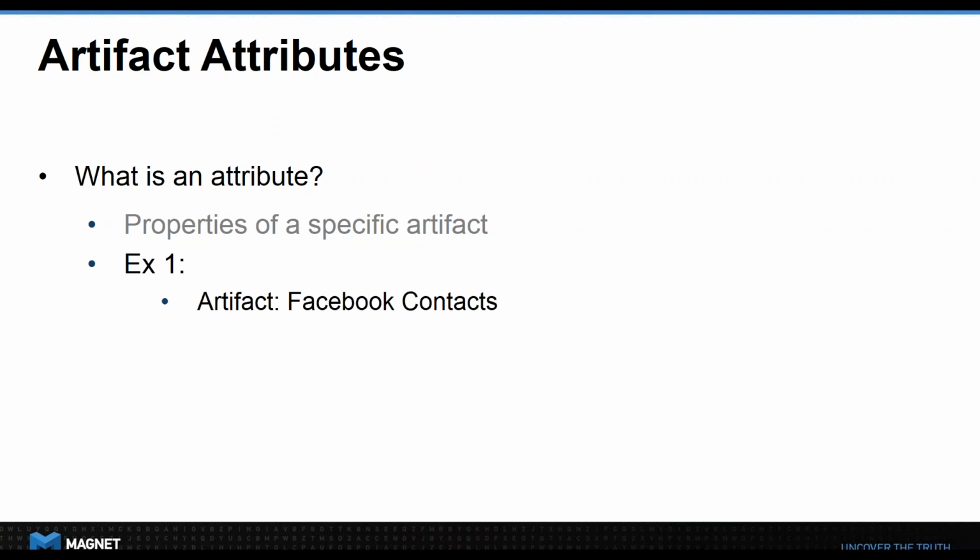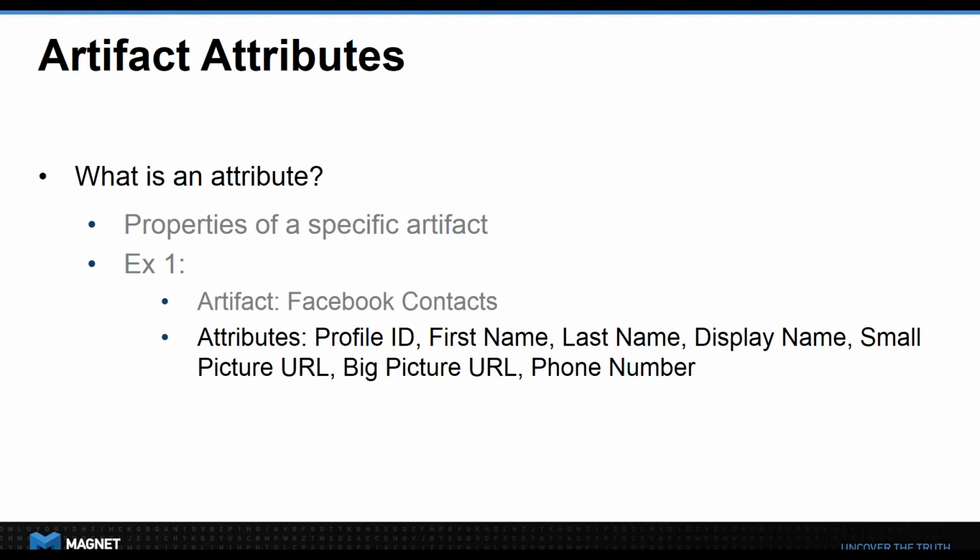For example, let's say we're looking at Facebook contacts. The attributes that we might parse from a Facebook contact could include a profile ID, a first name, last name, a display name, a small picture URL, a big picture URL, and a phone number. And what's interesting to do here and important to look at is that there's actually relationships, not just externally, between the fact that that same last name may be used for other areas, or that that profile ID might be used for a Facebook message.